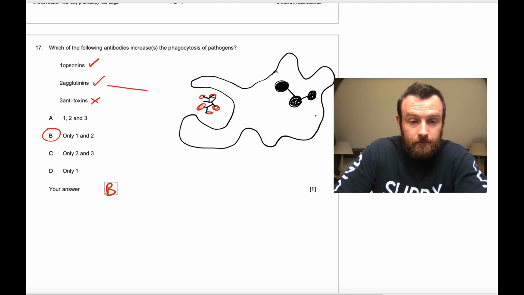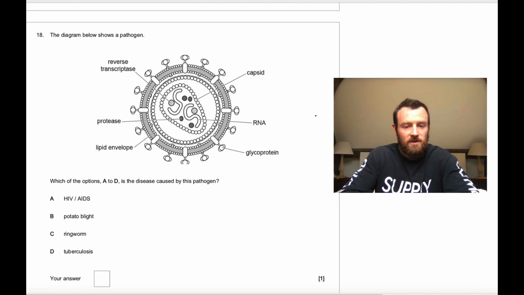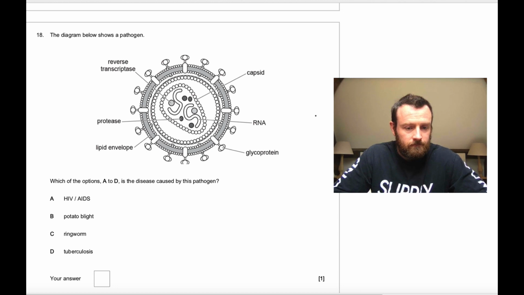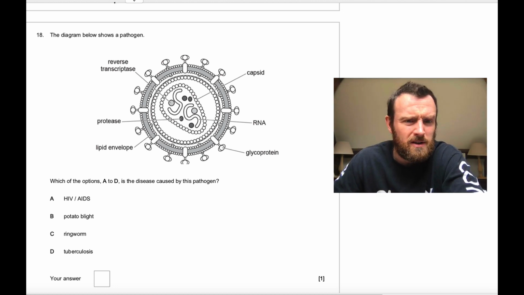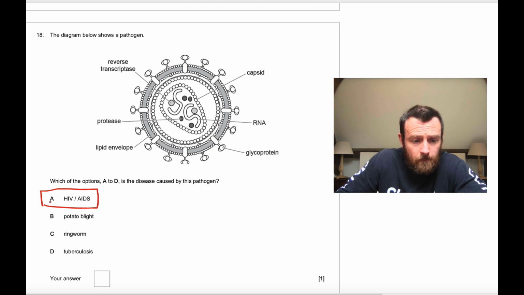Question 18. Okay, what's this? Hopefully you recognize it straight away. Pause if you need to do it. This is a virus. Okay, we should be pretty familiar with what a virus looks like. We've seen countless graphics of coronavirus on the news for weeks and weeks and weeks. So this is the one.